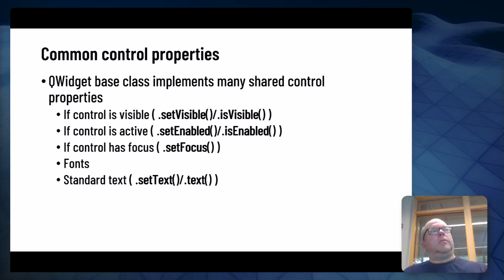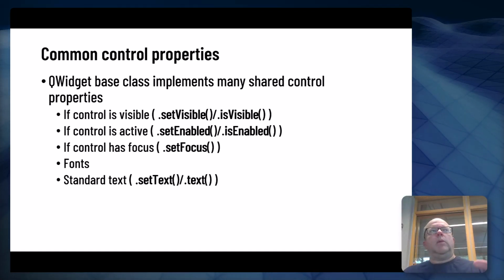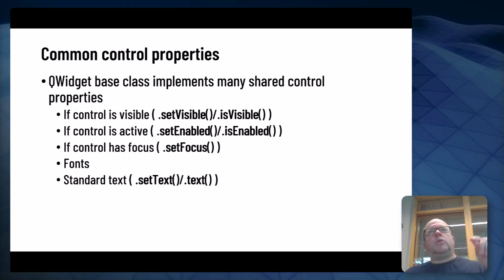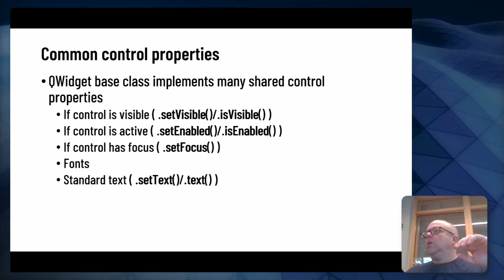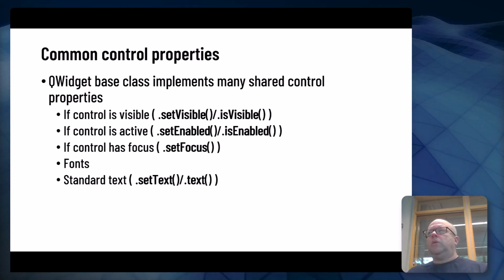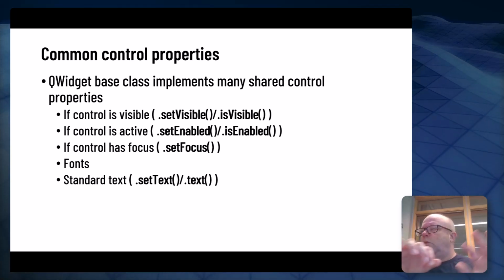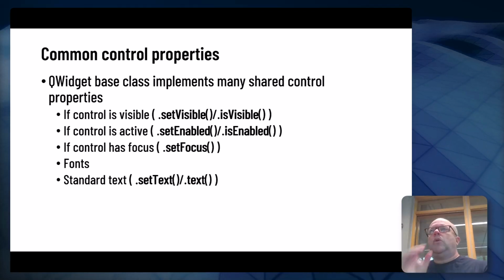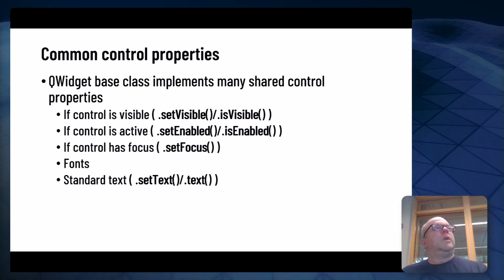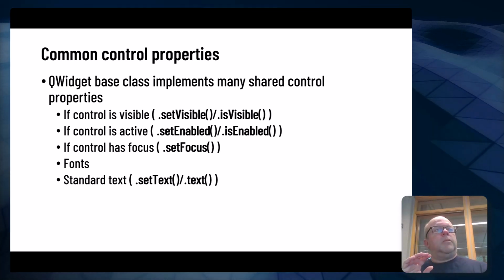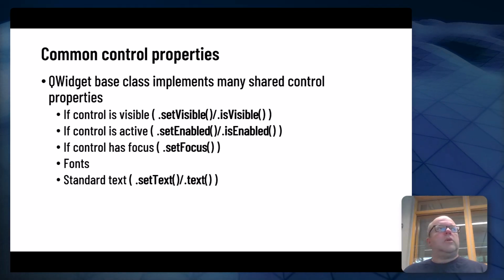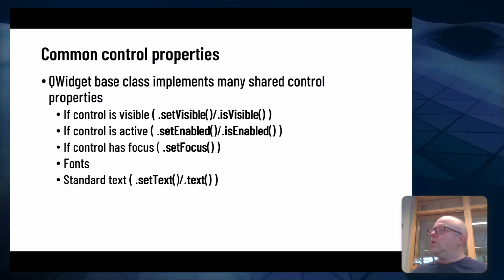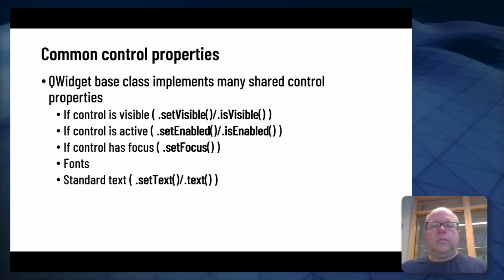Focus is mostly used for keyboard interaction, so you can set the focus on which control should have the cursor active. It's also possible to set focus to a button. You can use the arrow keys to move around the controls, and the focus determines which control has the current focus or the cursor. The control text is set by using the setText method, and you can query the current text using the text method.